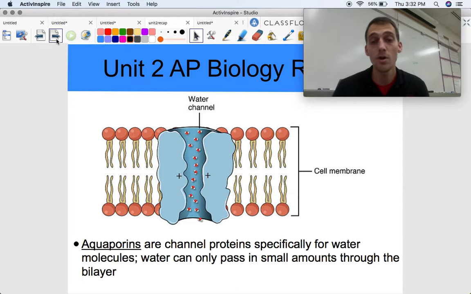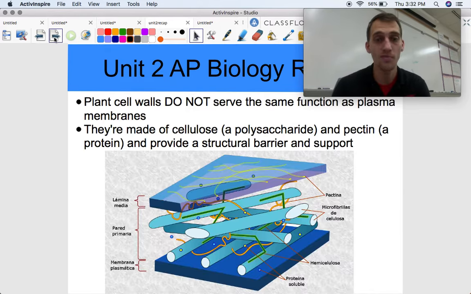Water can only pass through small amounts of the bilayer. It is a very small molecule, so sometimes it can weasel its way through the nonpolar part of the bilayer, but not always, so that's what they have aquaporins for.